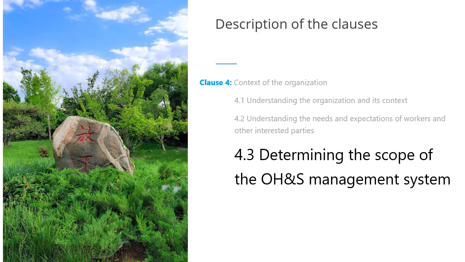Subclause 4.3 is about determining the scope of the OHS management system of the organization. The scope of the OHS management system is all about defining the applicability and boundaries of an OHS management system. The scope of the OHS management system refers to the physical or virtual locations, processes, and products or services. For example, a large food manufacturing company prepares more than 70 products from a single site.